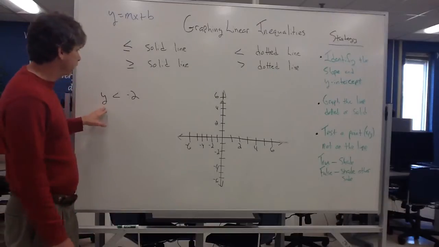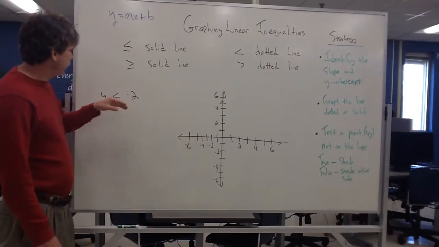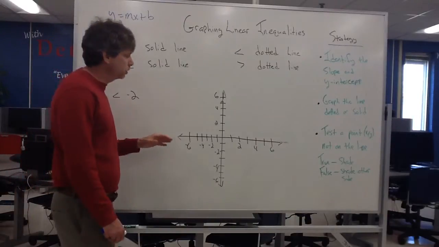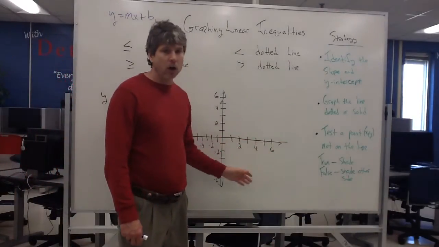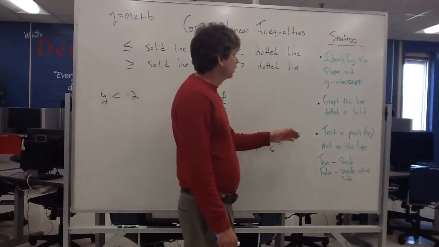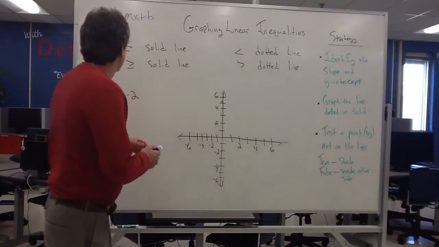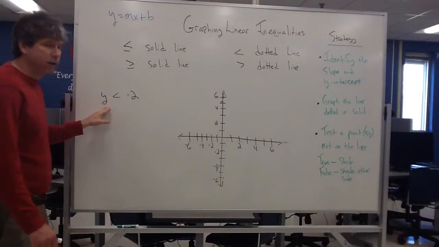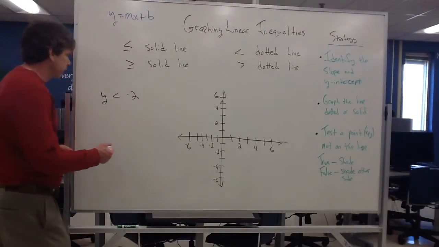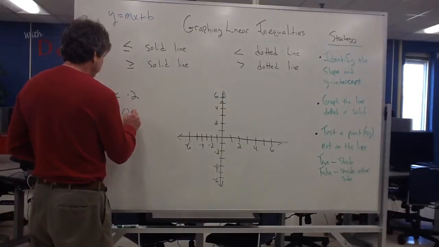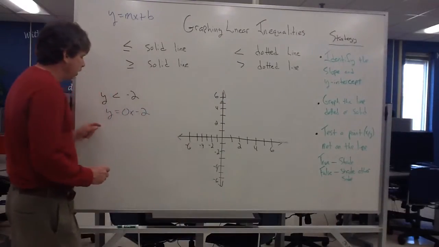So now I have this example here. Y is less than -2. So this is going to be a linear inequality, which means they want us to graph this on our coordinate plane. So we need to identify the slope and the y-intercept if possible. Well, since it is solved for y, it should have a slope and a y-intercept. So note that we have y equals 0x minus 2.